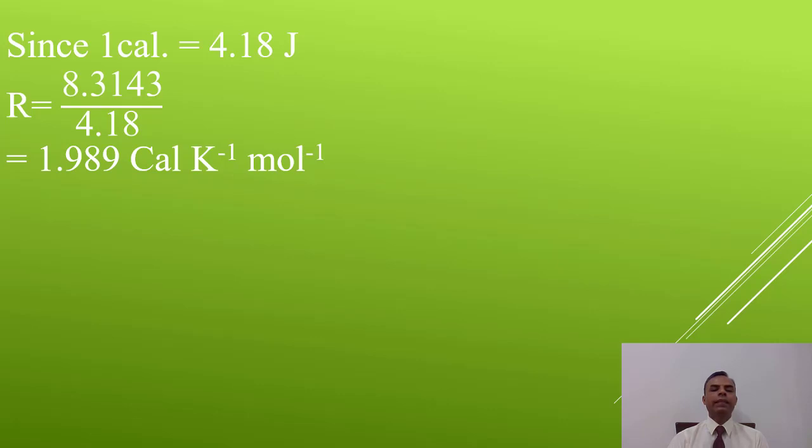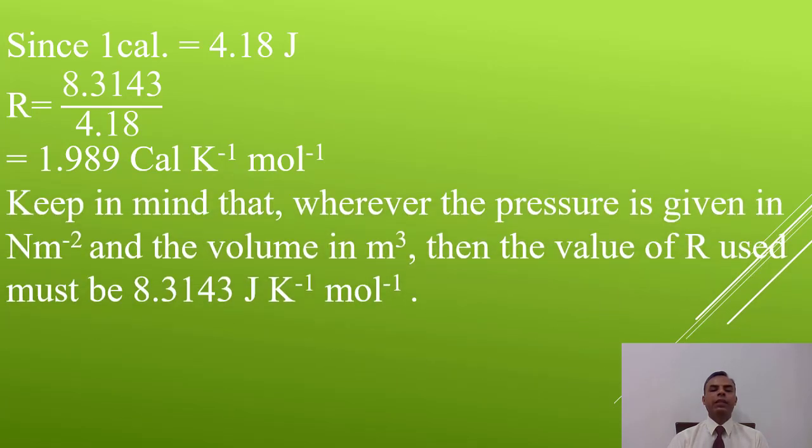Keep in mind that wherever the pressure is given in Newton per meter square and the volume in meter cube, then the value of R used must be 8.3143 joules per Kelvin per mole.